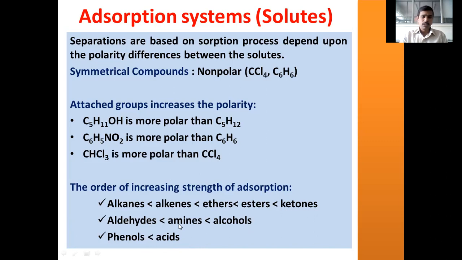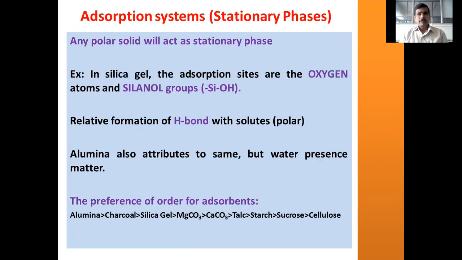So this is how you can predict the order of elution when we introduce a sample containing solutes among alkane, aldehyde, amine, ethers, esters, ketones, etc. When we come to the observability of the solutes with respect to the stationary phase, even the stationary phase property is very important.